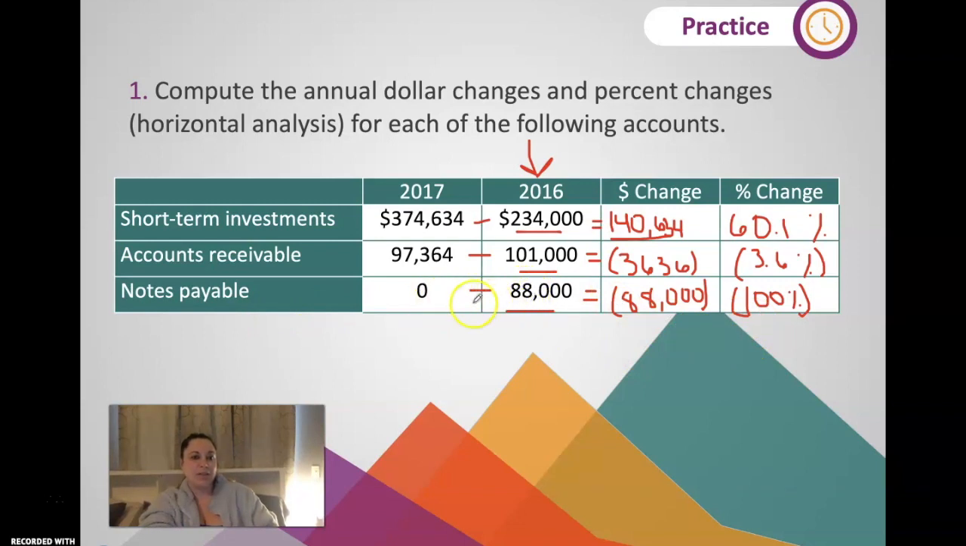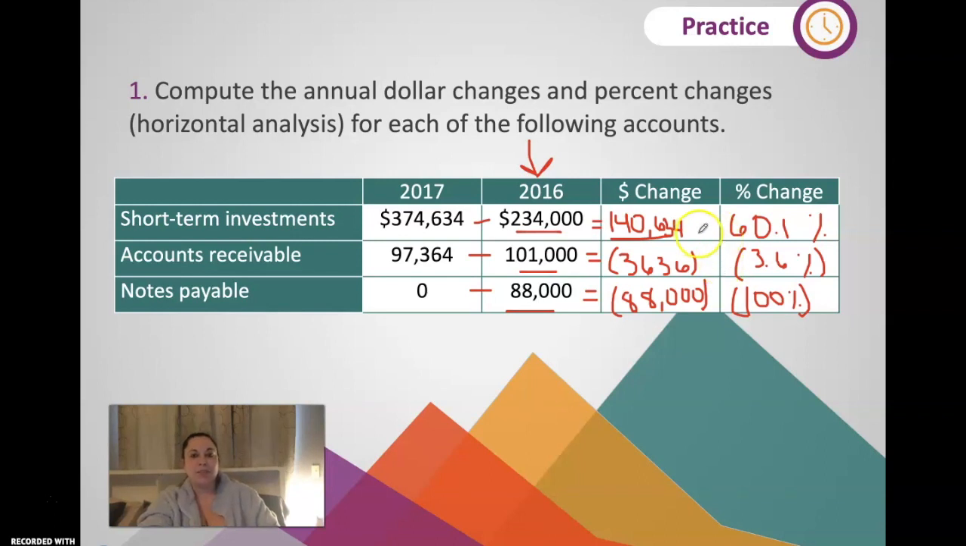That's really good, because we don't want there to be debt. So the fact that there's no debt, that's a good sign. Accounts receivable, that's people owing us money, that went down. Does that mean we're not making enough sales, or are we collecting from our customers better? So we have to look into that further.